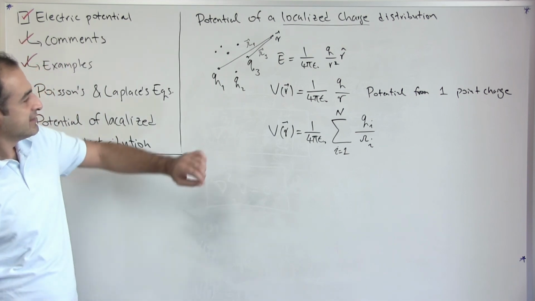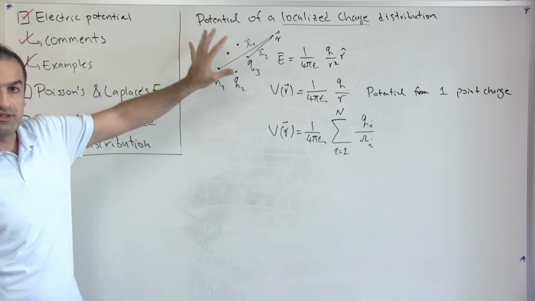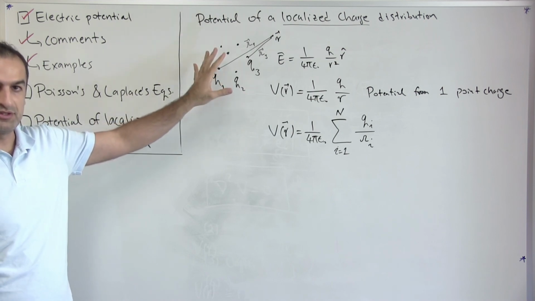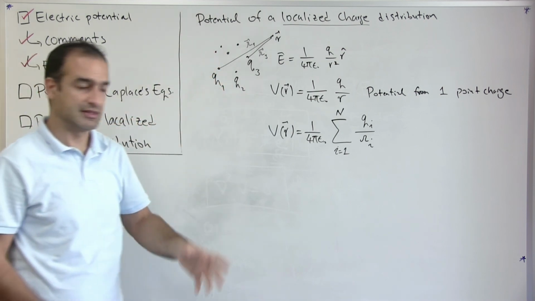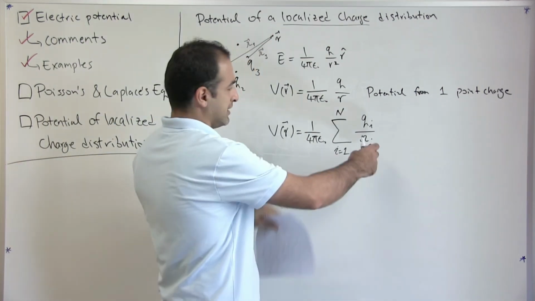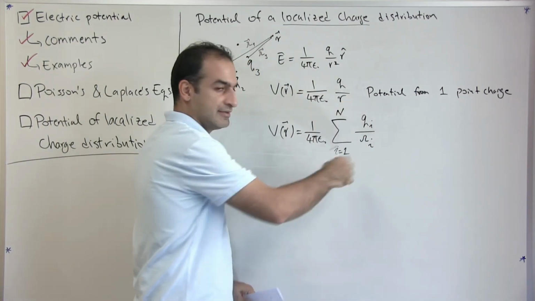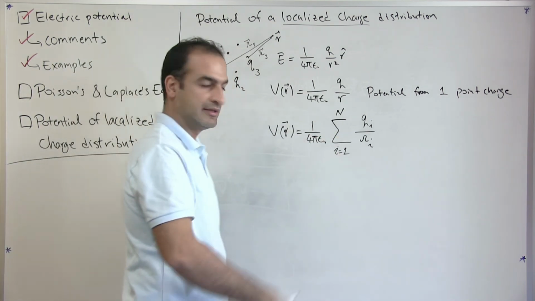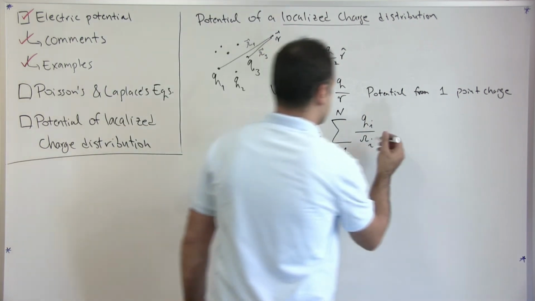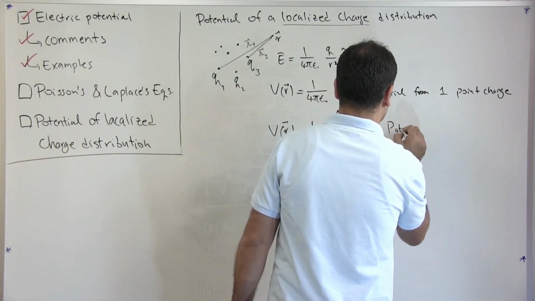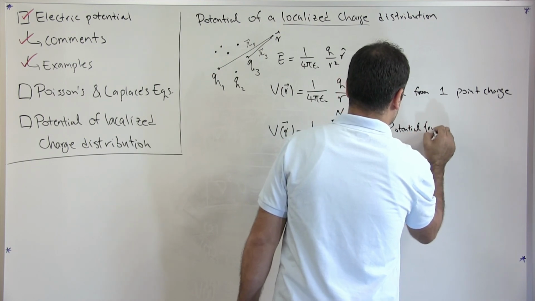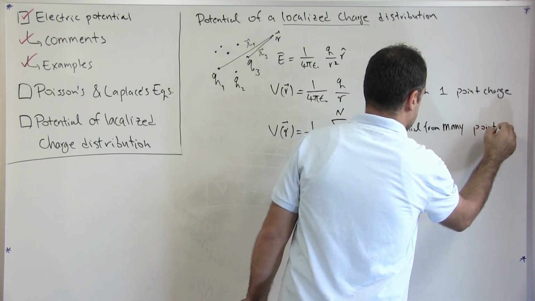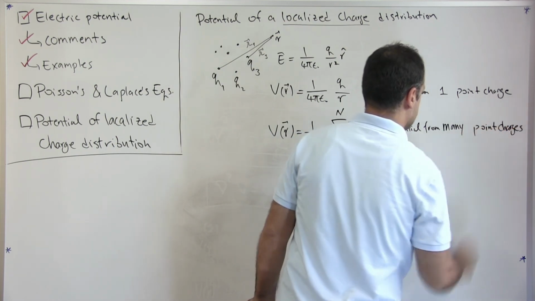And now imagine instead of many point charges, I have a continuous distribution of charges, continuous charge distribution. That means I have a volume charge density. What I need to do is modify this so that it includes continuous charge distribution, meaning that this sigma should change to an integral. So this is potential from many point charges.